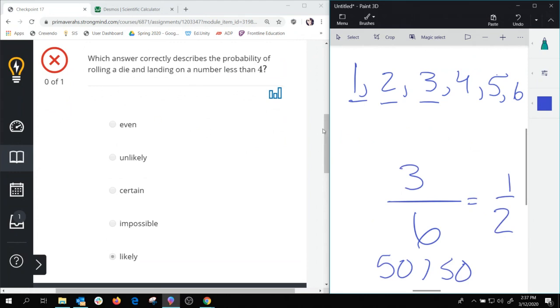So that would be even. Likely is more than 50%. So likely would be like rolling a number less than 5. So even is the term that they use for like 50-50.